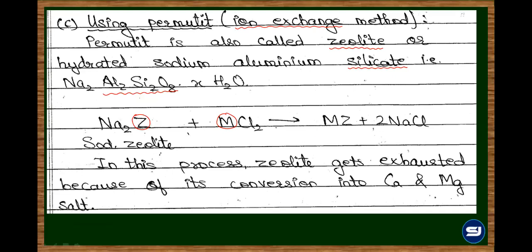So simply the chloride is now converted, and the zeolite combines with M, and sodium combines with the Cl negative to form sodium chloride. So in this process, zeolite gets exhausted because of its conversion into calcium and magnesium salt. The zeolite would go on consuming as we add up the chloride or sulfate of the magnesium or calcium.